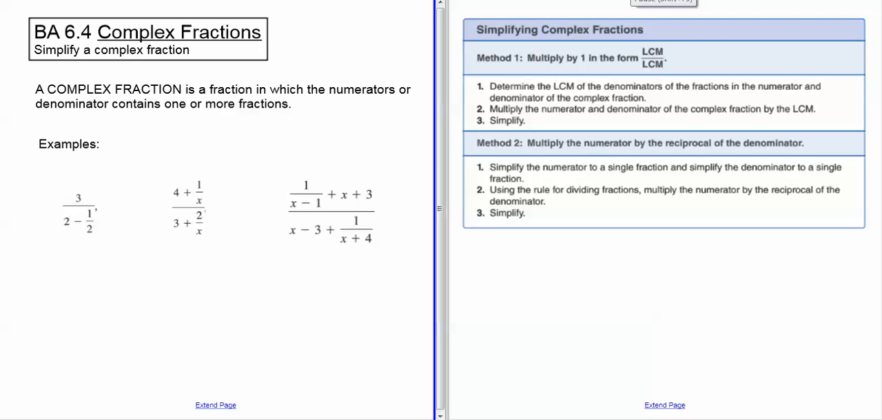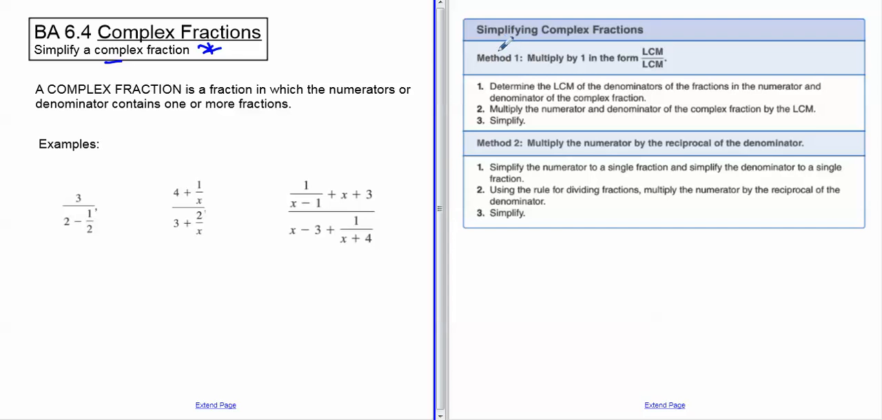Alright, section 6.4 in the beginning algebra talks about complex fractions. Complex fractions are simply, I guess here's our goal as well: simplify a complex fraction. So we'll see, number one, what a complex fraction is, and number two, how to simplify it.